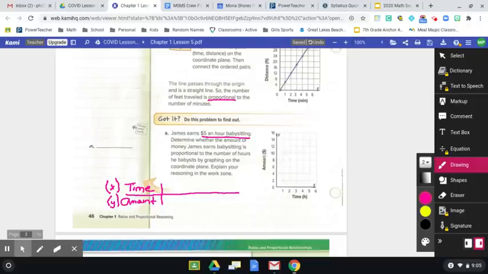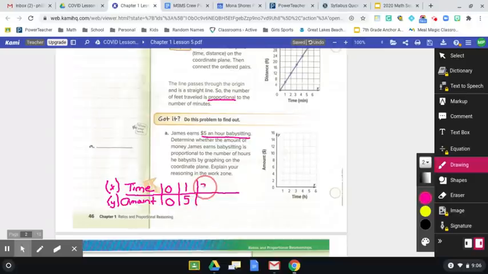So I'm putting my labels in the table based on what I see here in the graph. So let's start at 0. Let's talk about at time 0, James, is he making any money? Well, if no time has passed and he hasn't started babysitting yet, no, he's not making any money. So this would be 0. Now let's go to 1. So at 1 hour, James is making $5 an hour. So at 1 hour, he's making $5.